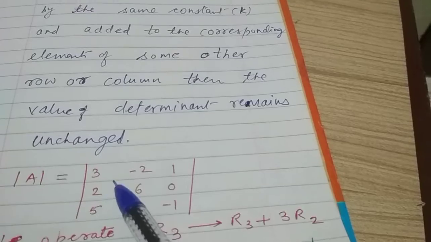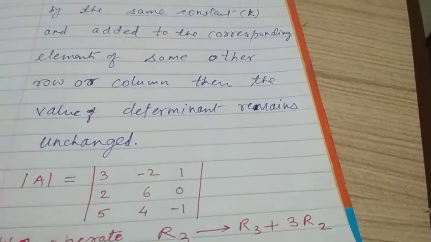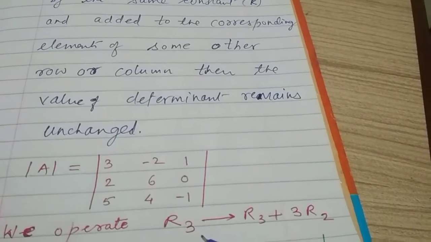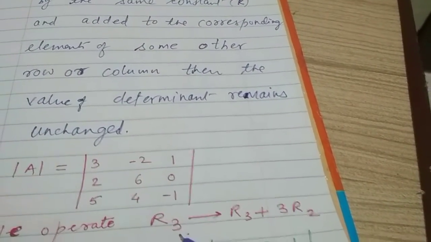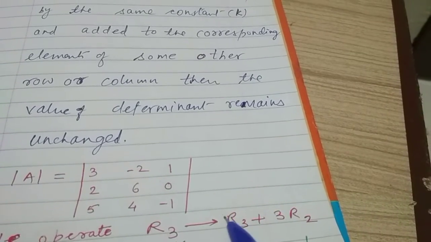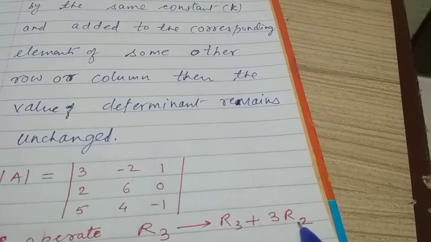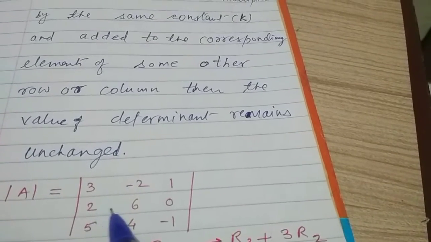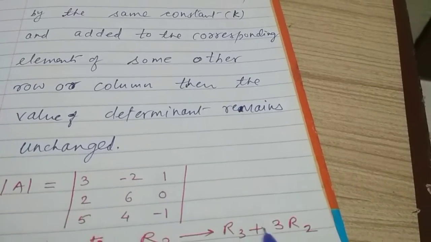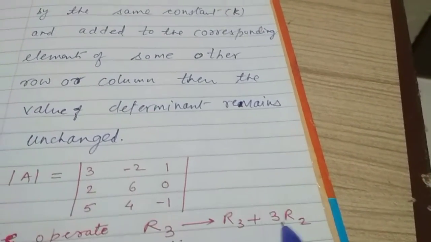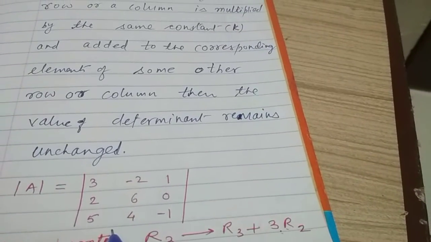Suppose there is a determinant 3, minus 2, 1, 2, 6, 0, 5, 4, minus 1. We operate R3. We want to transform this third row as R3 changes to R3 plus 3 times the contents of R2. That means you are trying to multiply the elements of the second row by a constant 3, and we are trying to add this to the third row.